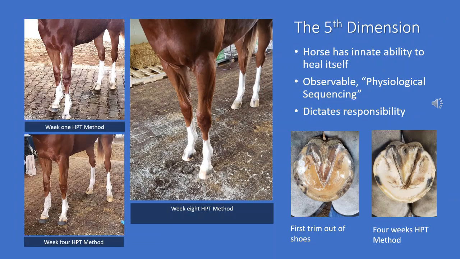I can still recall when I first started using the phrase, trimming to the fifth dimension. I was teaching a class in upstate New York in 2002, and up until that point had only included 4 dimensions in teaching the HPT method. It was actually a student that pointed out that time was a dimension. And after all, I had been teaching all along that it takes time for the horse to heal.